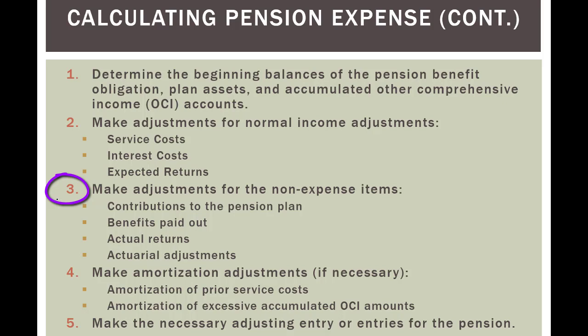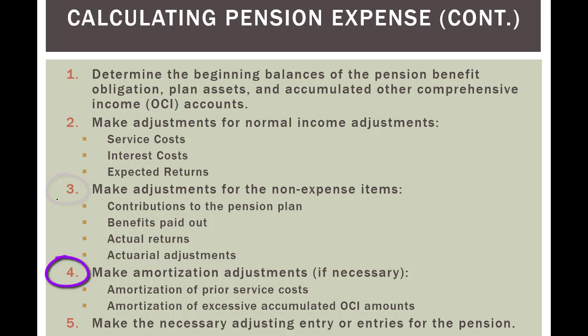As a company, we may make contributions to the plan. If we've got retirees, the plan is paying out. If we have actual returns where we've made some real money, not just the estimates, but real returns, we take that into account. And then if the actuary has changed the statistics, then we make that adjustment as well.